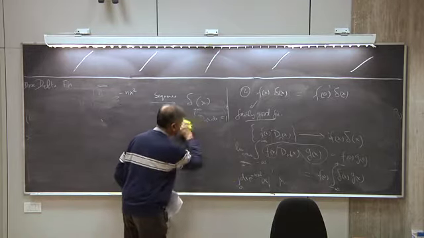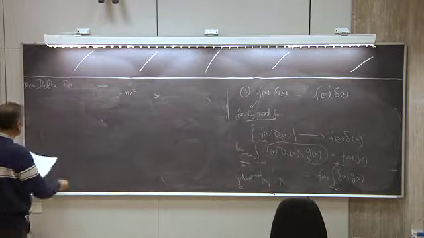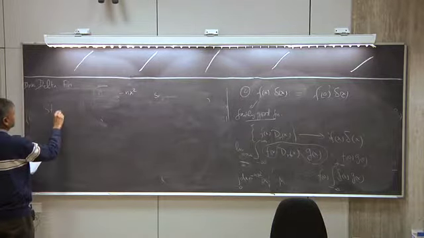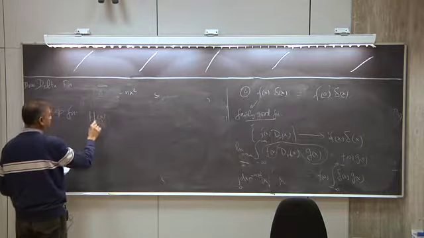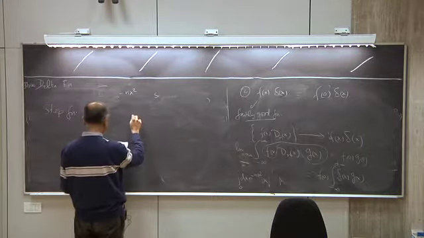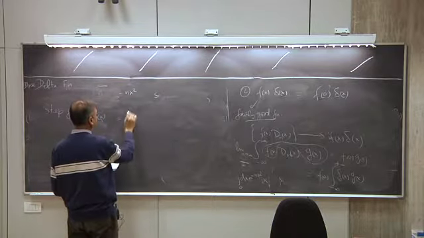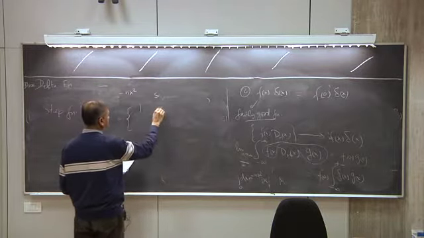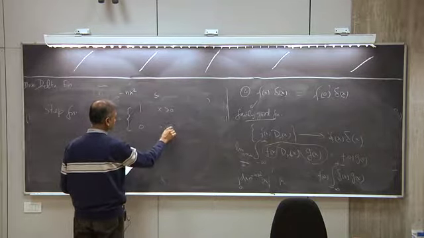So there is this step function. Let's call it h of x, and it is defined like this: h of x is equal to 1 for x greater than 0, and equal to 0 for x less than 0.